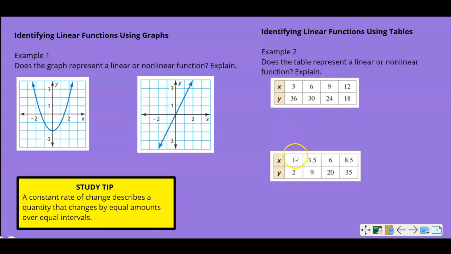All right, so 1 to 3.5, that's an increase of 2.5. If I add 2.5 again, I get 6. If I add 2.5 again, I get 8.5. So my x's do increase at a constant rate. Let's look at my y values. To go from 2 to 9, that's an increase of 7. From 9 to 20, that's an increase of 11. And from 20 to 35, that's an increase of 15. So as x increases by 2.5, y increases by different amounts. Okay, so the rate of change is not constant. So for this table, this function is non-linear. So non-linear, linear, linear, non-linear.